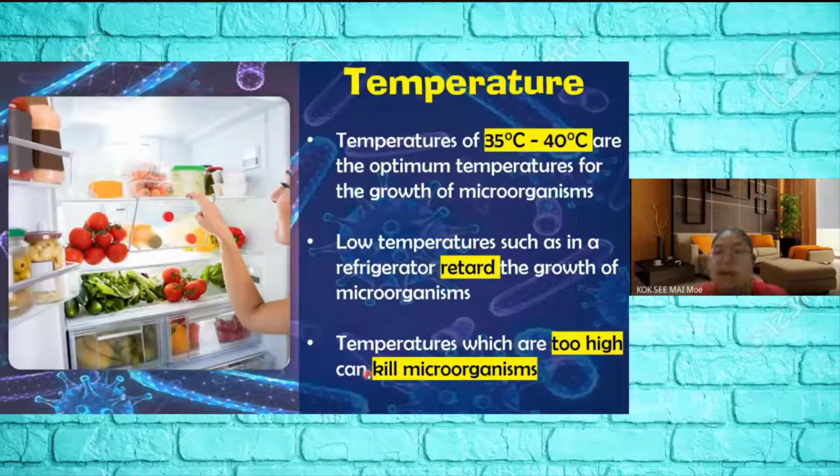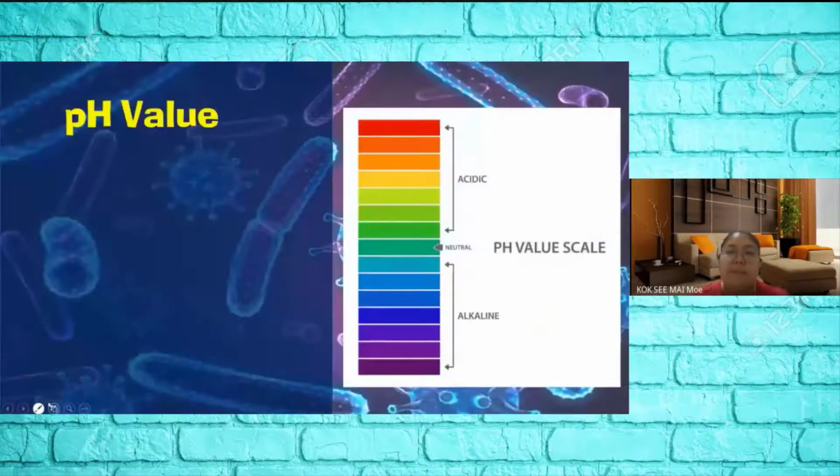Another thing you need to take care of: microorganisms like to stay at a temperature exactly our body temperature. So now we go to another one, the pH value. When you write pH, you must be very careful, because this is chemistry standardized. The p must be a small letter, then the H is a capital letter. If you're wrong, they will deduct your marks. So better you write correctly: p small, H capital.